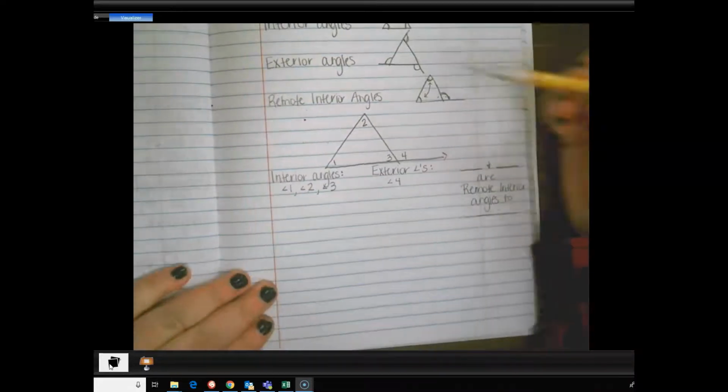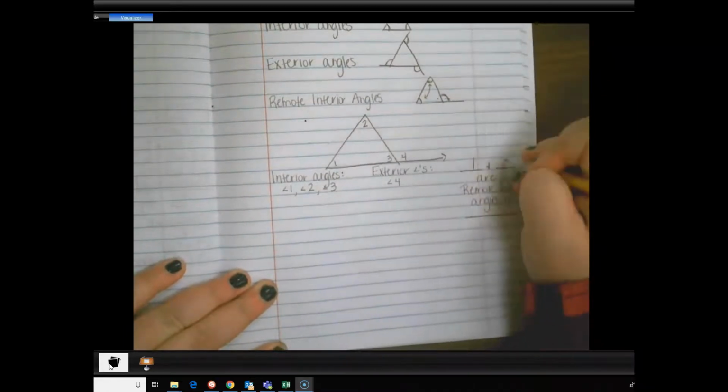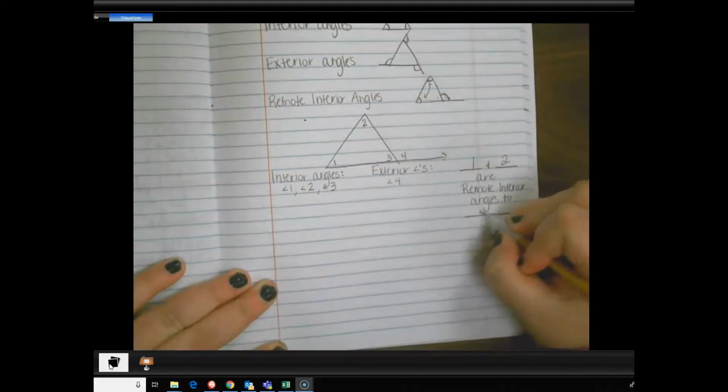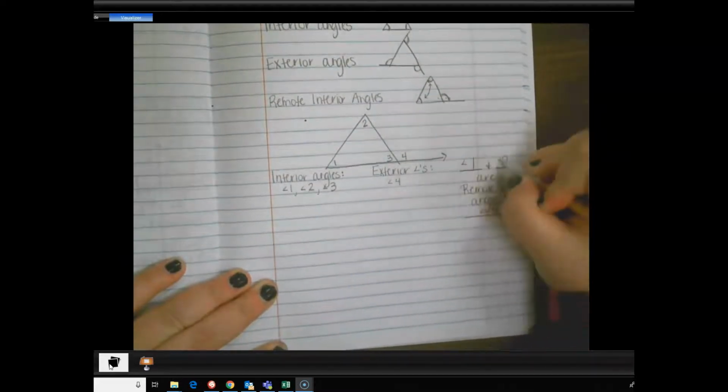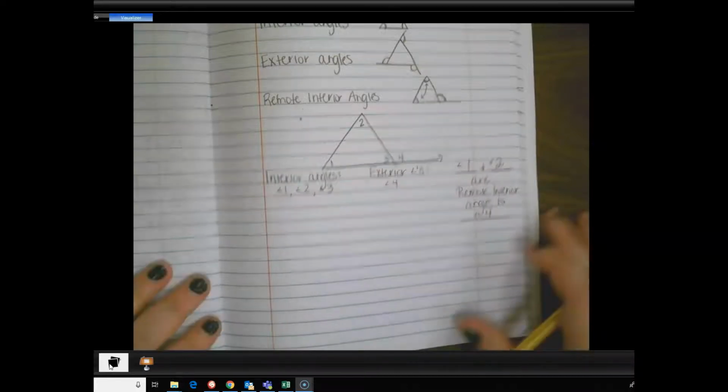All right, so our remote interior is going to be 1 and 2, and they are remote interior angles to angle 4. Let's put angle symbols with both of those. So angle 1 and angle 2 are the remote interior angles to angle 4. All right, so that's the types of angles we're going to be working with a little bit today.